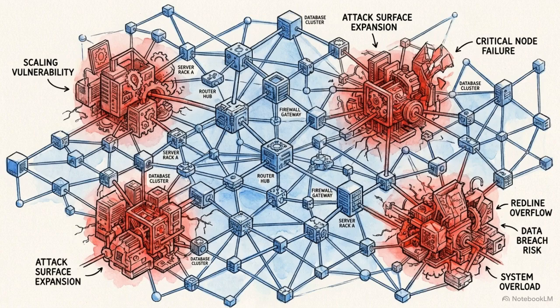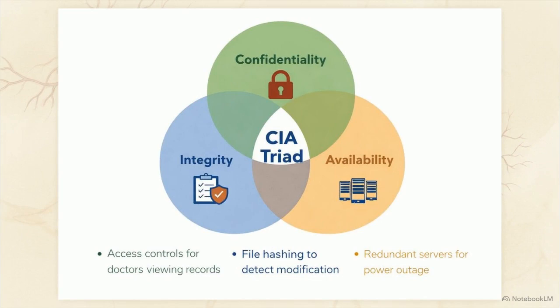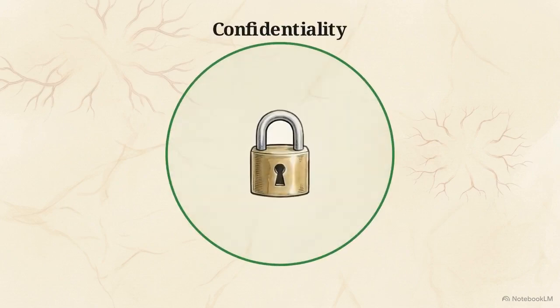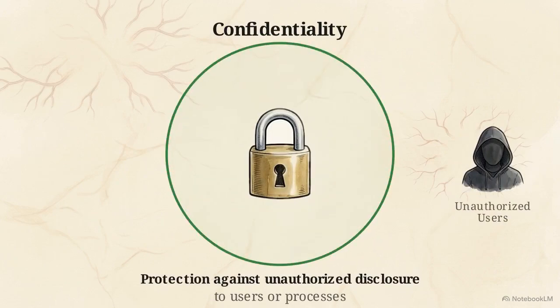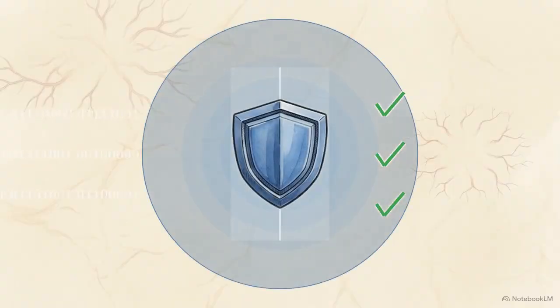This diagram illustrates the CIA triad, the foundational axiom of our discipline. Every computer and network security protocol ultimately resolves into one of these three intersecting goals. The first pillar is confidentiality. This principle ensures that data is never disclosed to unauthorized users or outside processes. In a hospital, confidentiality is maintained by strict access controls, so only attending doctors and authorized personnel can view a patient's medical records.